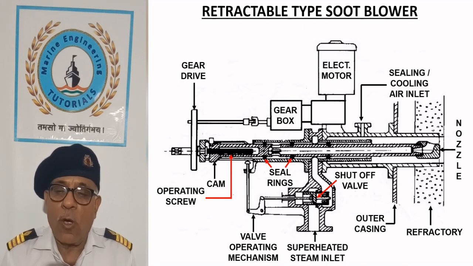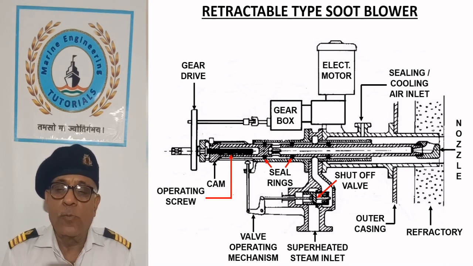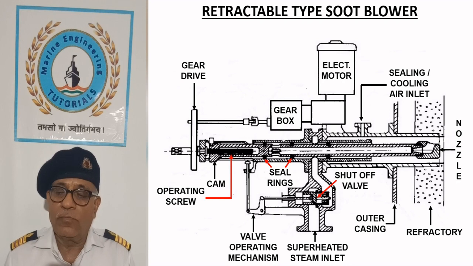Electric motor is stopped in this position by the position switch and soot blowing process is continued. After the elapsed time, electric motor reverses, thus retracting the nozzle assembly in its housing. When it reaches the innermost position, a limit switch stops the electric motor, completing one cycle.